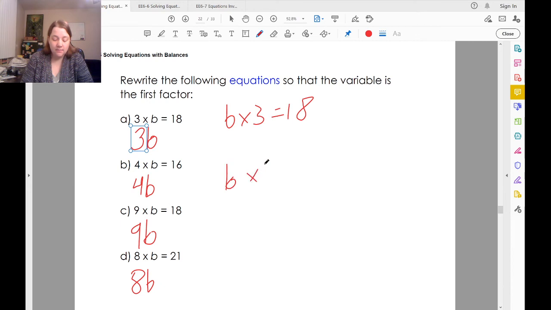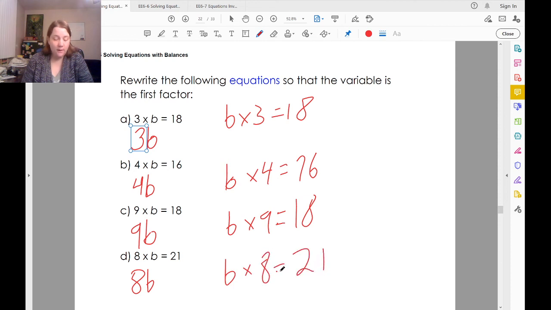B times 4 equals 16. B times 9 equals 18. B times 8 equals 21.